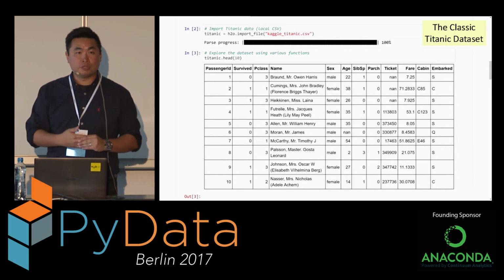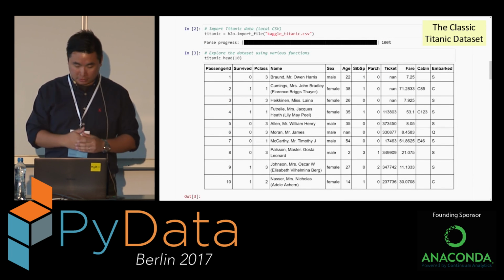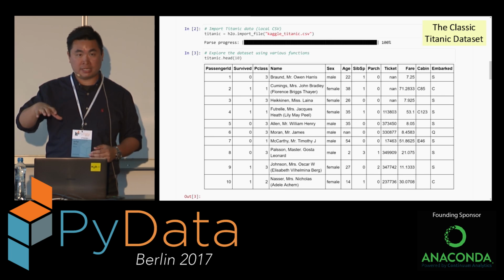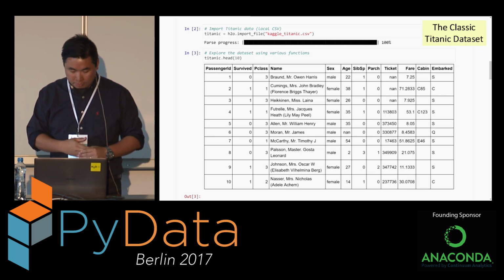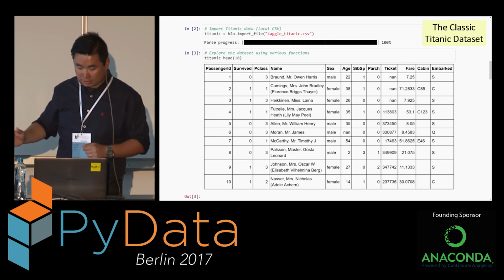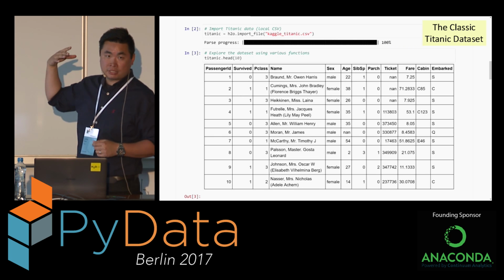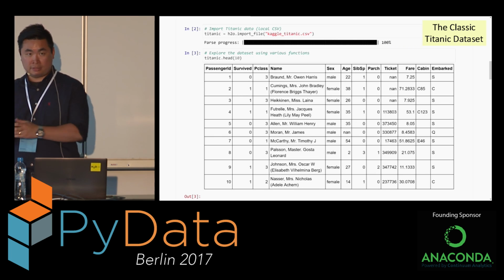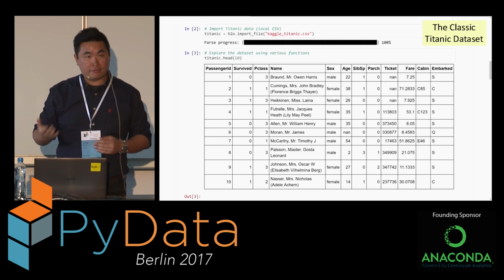First of all, I'm going to use the classic Titanic dataset. This is a CSV, again, in the same GitHub repository. When you have that there, you can just do a head and look at some of the records here. You can see there's some information about the passengers on the Titanic and whether they survived or not.